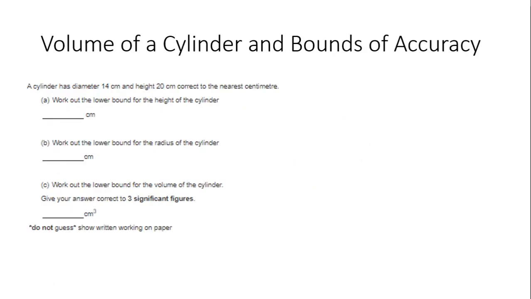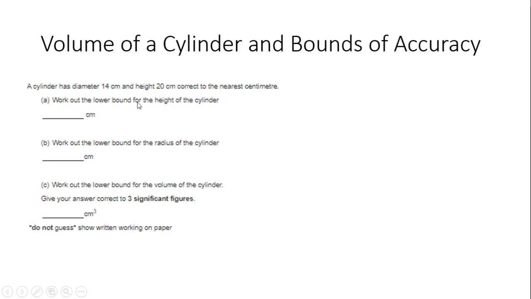Right, the volume of a cylinder and bounds of accuracy. Here we're talking about a cylinder with a diameter of 14 centimeters and a height of 20 centimeters. Both of those values, though, are not perfectly accurate. They're correct to the nearest centimeter.